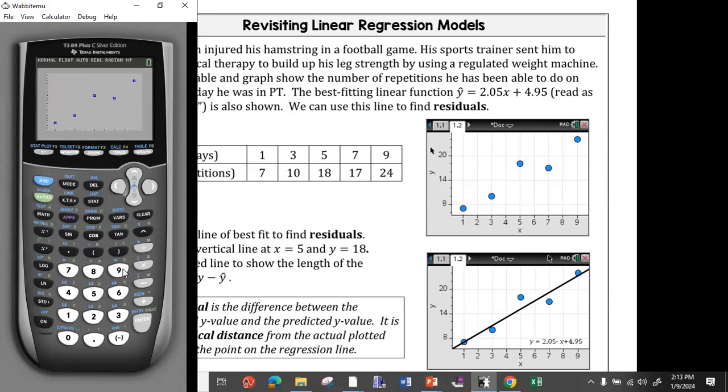All right, so now this is what it looks like on the 84 compared to what it looks like on the Inspire. Next, you're going to find your best fitting linear function, your y hat. To find our y hat, that's our stat, calc, and we're going to go to linear regression ax plus b. So I press 4.